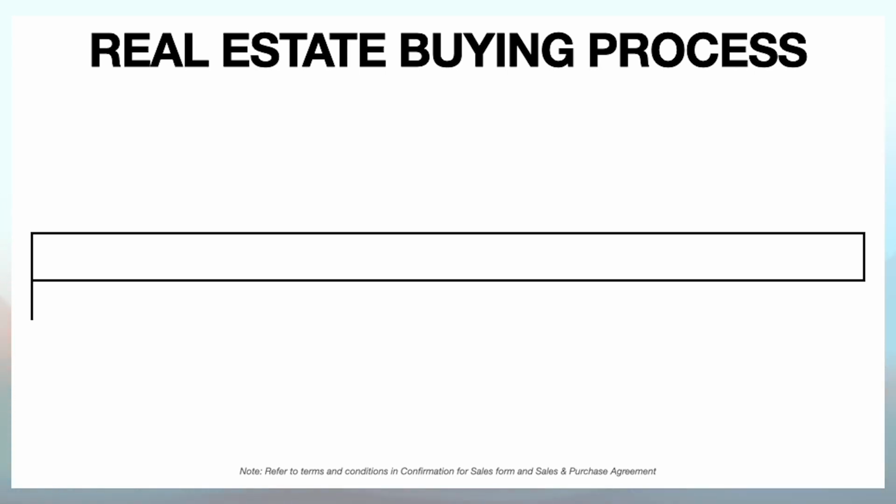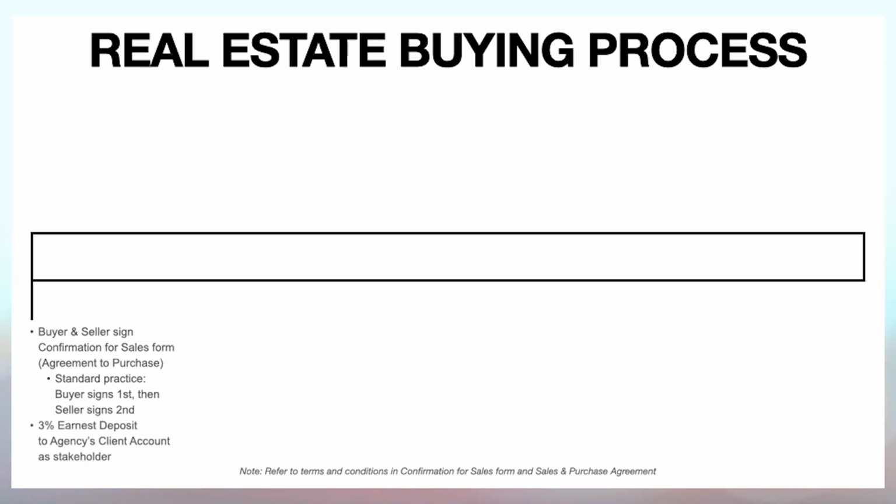So now to the initial stage and the first part of the buying process, which is for the buyer and seller to sign the confirmation for sales form. Some agencies may term it as agreement to purchase, or in short also known as the ATP. And the standard practice is for the buyer to sign first and then the seller to countersign. And for the buyer, the signing goes hand in hand with the earnest deposit.